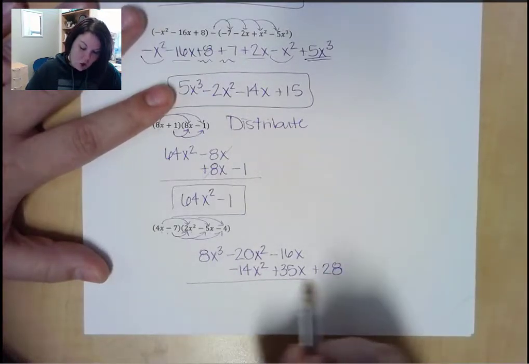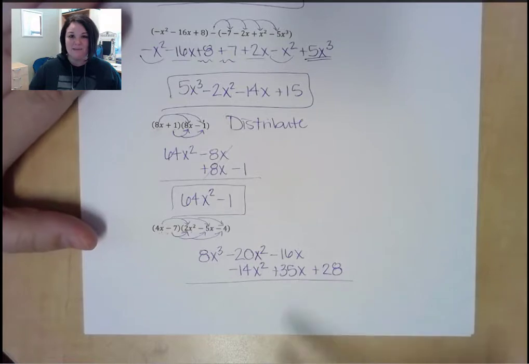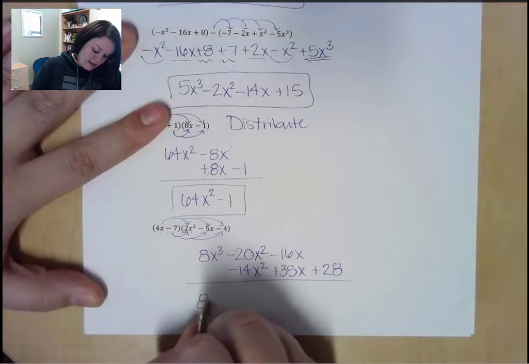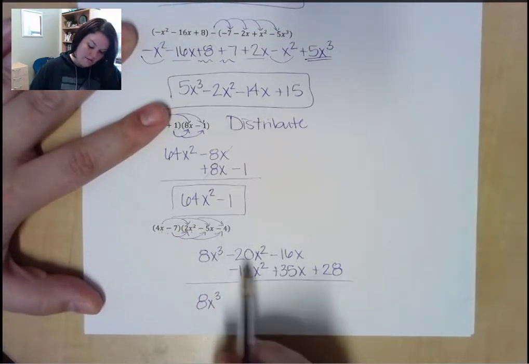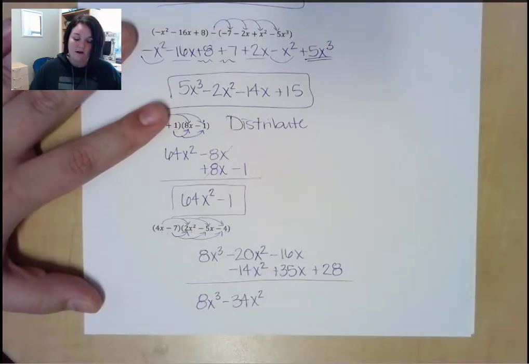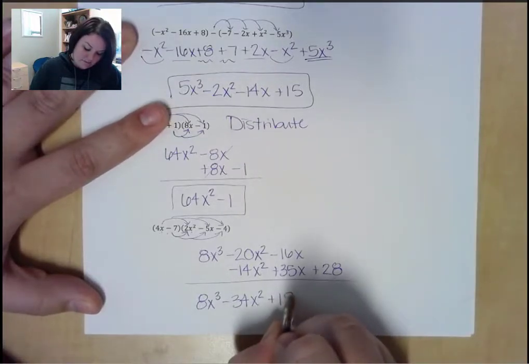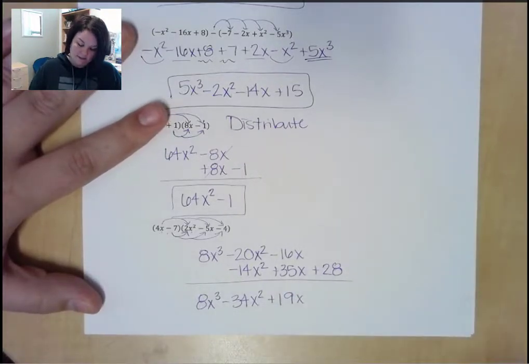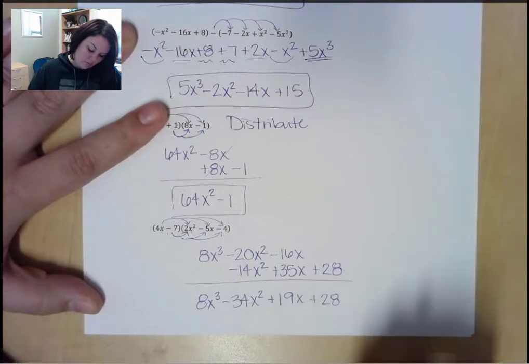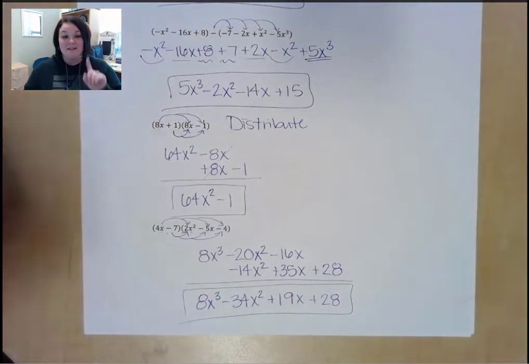So now that I have it all distributed out, I've multiplied it all out, now all I have left to do is combine like terms. And since I have it stacked, it makes it pretty easy. So I have my 8x cubed, -20 and -14 gives me -34x squared. -16 and 35 leaves me with a +19x. And then my +28 for my constant term. Not so bad. Let's try one more.